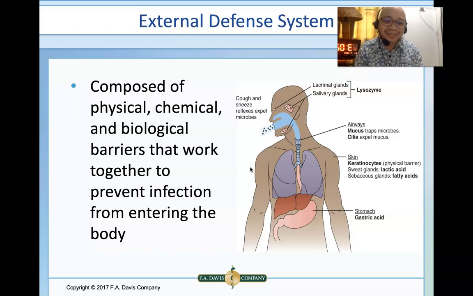Anyway, your stomach. Whenever you have ingested something, chances are these microorganisms will not be able to tolerate the acidity of your gastric juice. And whenever you are coughing and sneezing, you are expelling microorganisms away. That's why social distancing is necessary.